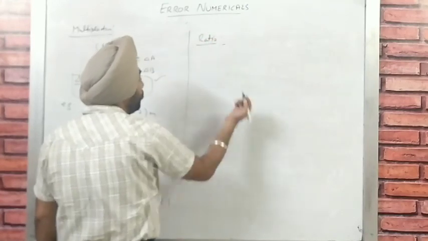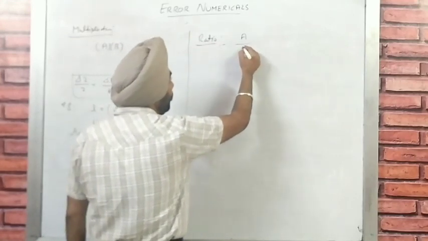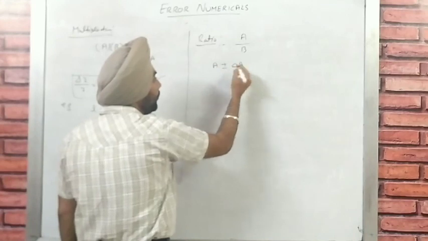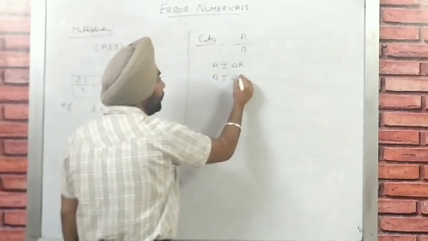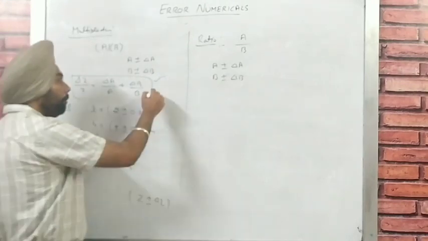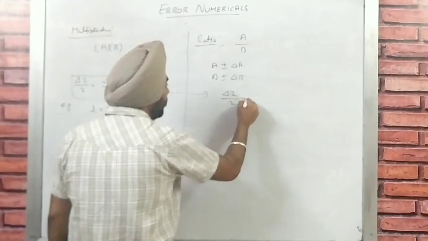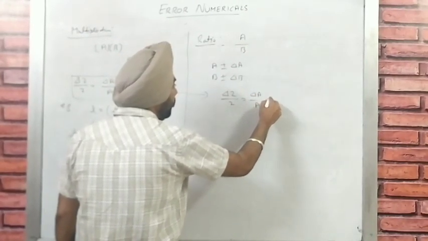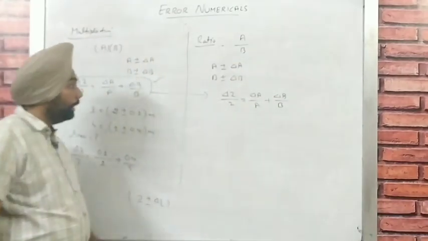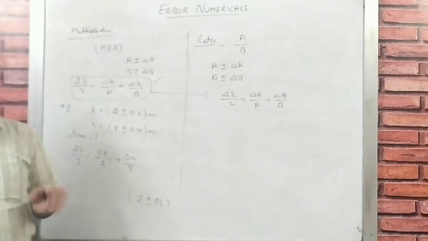So if you have to find out the ratio between two errors, just like a over b, and the value of a is given as a plus minus delta a and b plus minus delta b, then we are going to use the same formula here. Same formula is going to apply. So delta z upon z is going to be delta a upon a plus delta b upon b. There's no change of formula for multiplication and ratio or division, you can say.